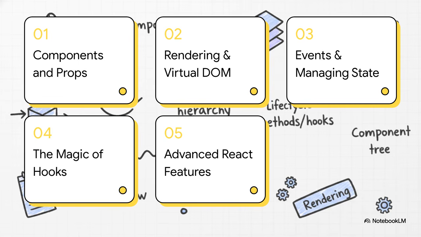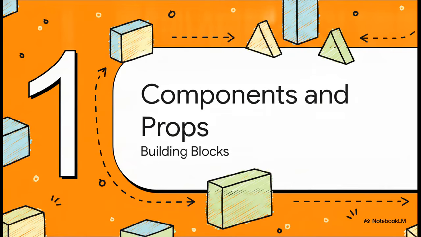Here's our roadmap for today. We're hitting 1. Components and props. 2. Rendering and virtual DOM. 3. Events and managing state. 4. The magic of hooks. And 5. Advanced React features. We're literally going from the most microscopic UI units right up to massive architectural techniques. Let's get to it. Starting off with Section 1, Components and Props.